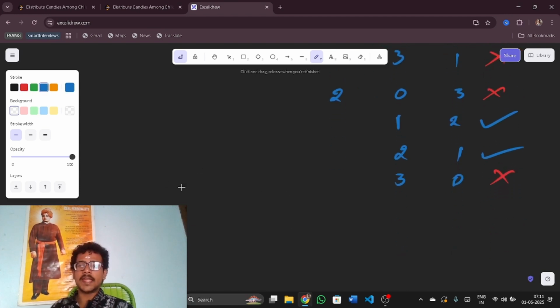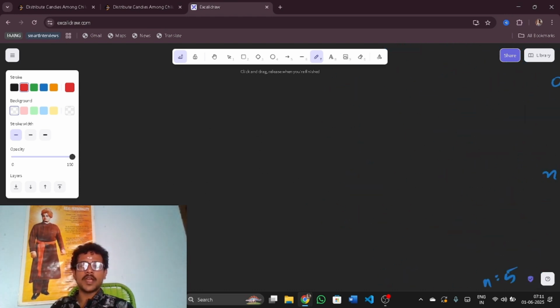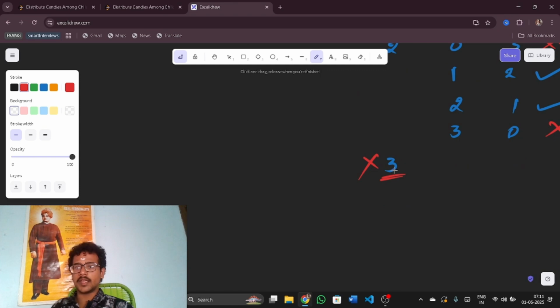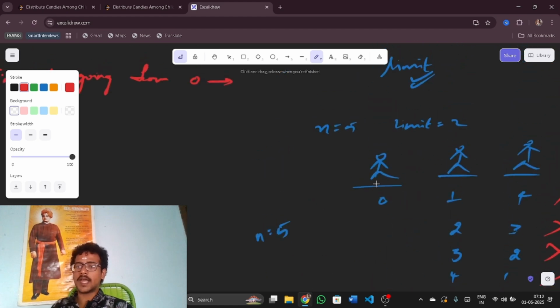Now can I give 3 candies to child 1? Here itself the loop ends, right? I cannot give 3 candies to child 1. Now what I am doing is going from 0 to the last element that I went to. 3? No, it is 2, which is the minimum of limit comma n. So the minimum of limit comma n is what I went through.